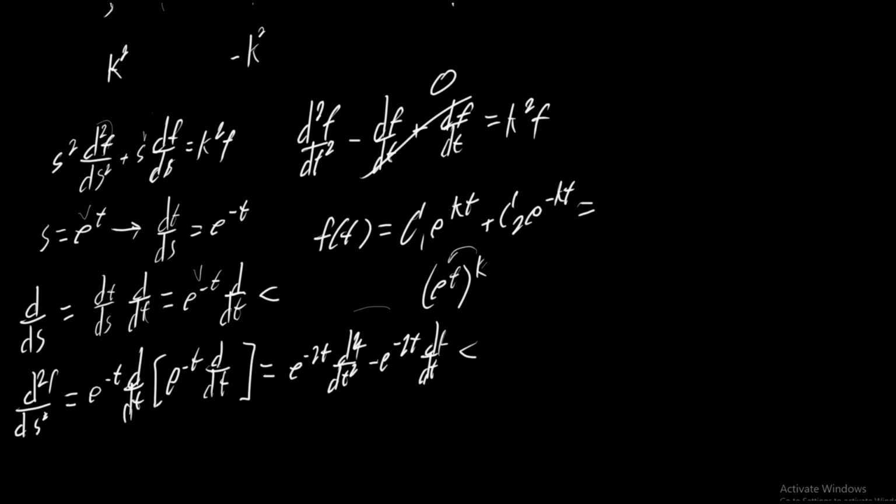Those exponents just multiply. And we know what e to the t is, right? So this is, all in all, in terms of s, going to be c1 s to the k plus c2 s to the negative k. And there you go. You have our solution to the differential equation in terms of s.